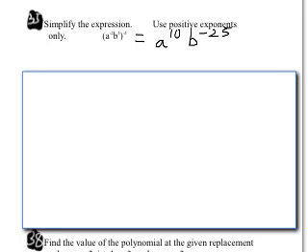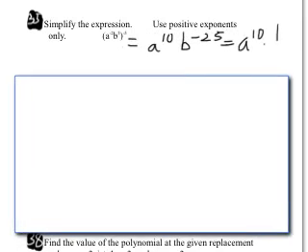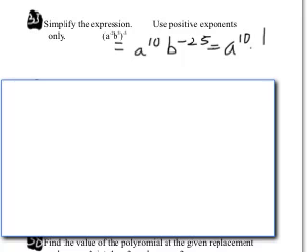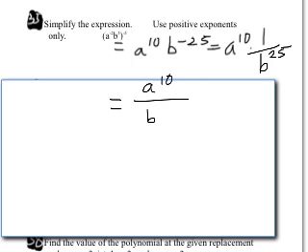So that means that b to the negative 25 is actually going to be a to the 10 times 1 over b to the 25th. So our answer would be a to the 10 over b to the 25th.